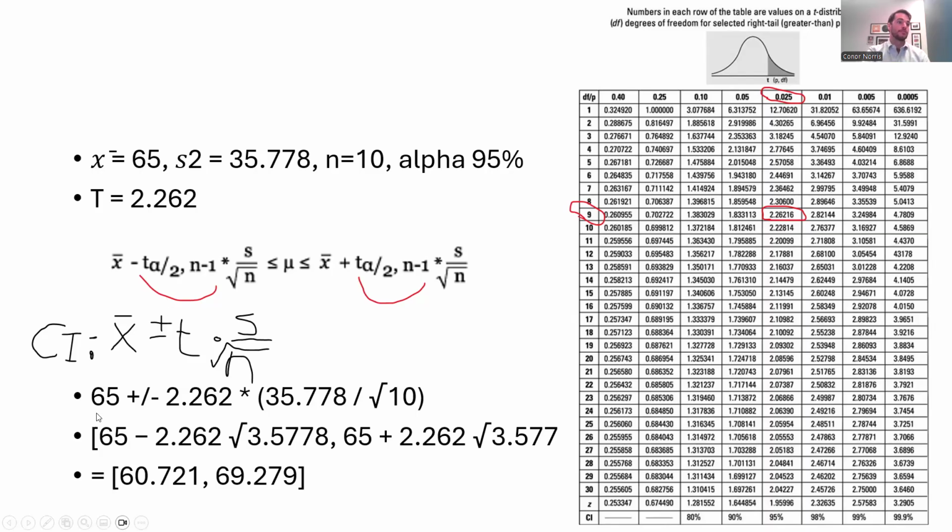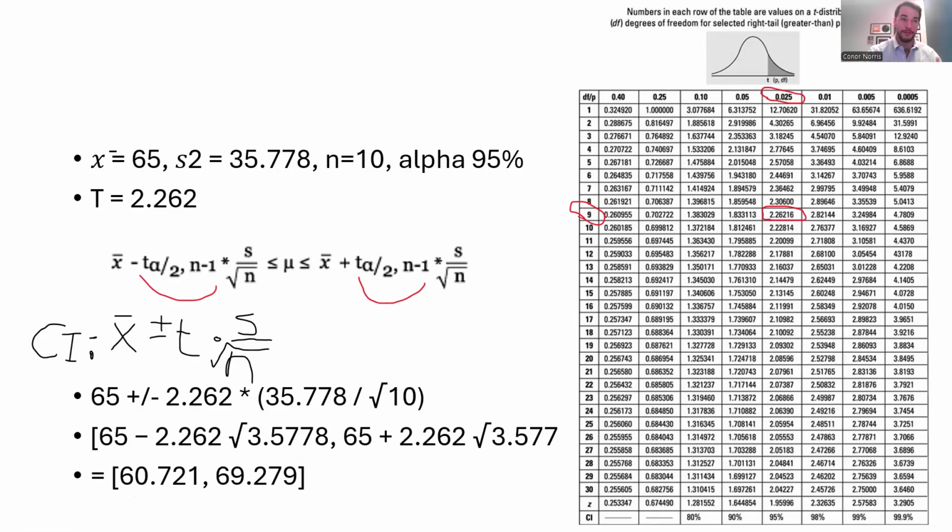So the mean 65 plus or minus the t-score we said was 2.262 times the sample standard deviation of 35.778 divided by the square root of 10. We can split that up so we have the minus side here and we have the plus side here. When you do all the math, you get the mean is between 60.721 and 69.279. So the mean is somewhere in between these. This is the 95% confidence interval.